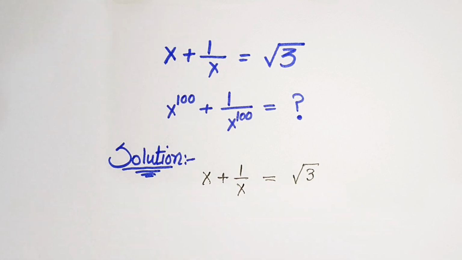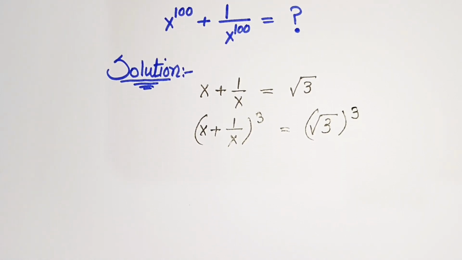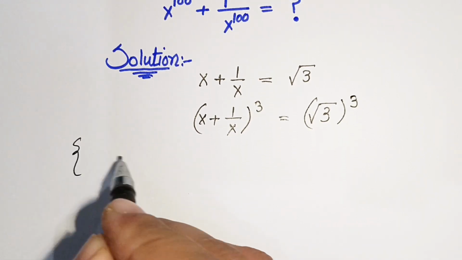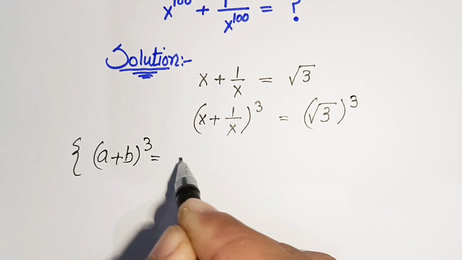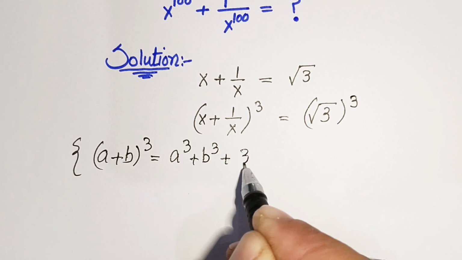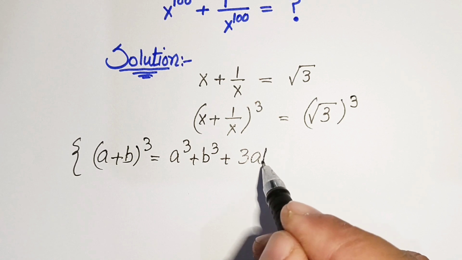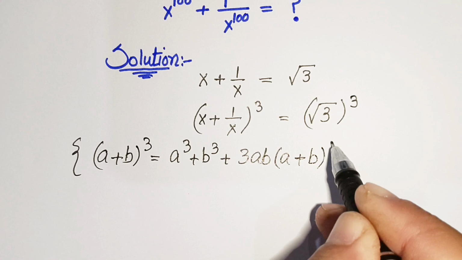So starting our solution, our problem is x plus 1 over x is equal to square root of 3. Now if we take the cube on both sides, then we have x plus 1 over x whole cubed is equal to square root of 3 whole cubed. Here we have the algebraic identity: (a plus b) whole cubed is equal to a cubed plus b cubed plus 3 times a times b times (a plus b).